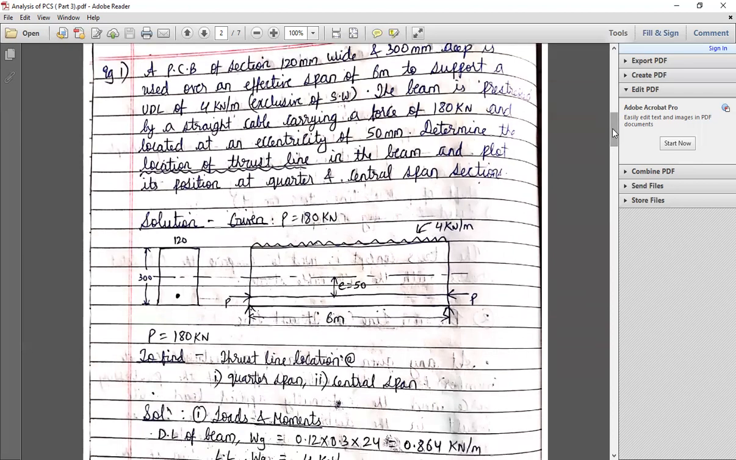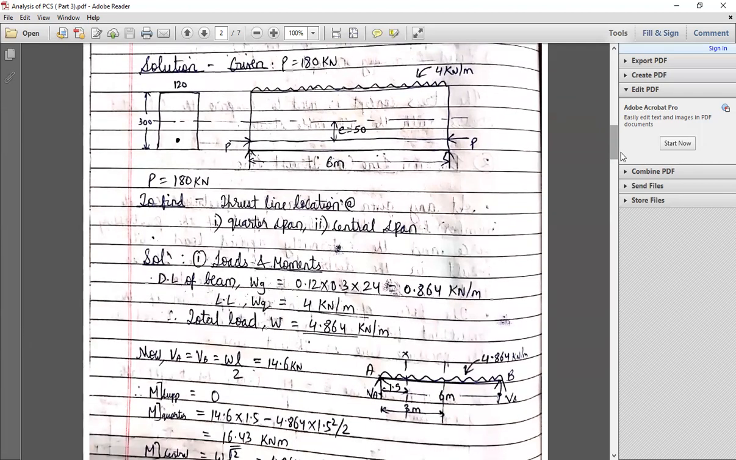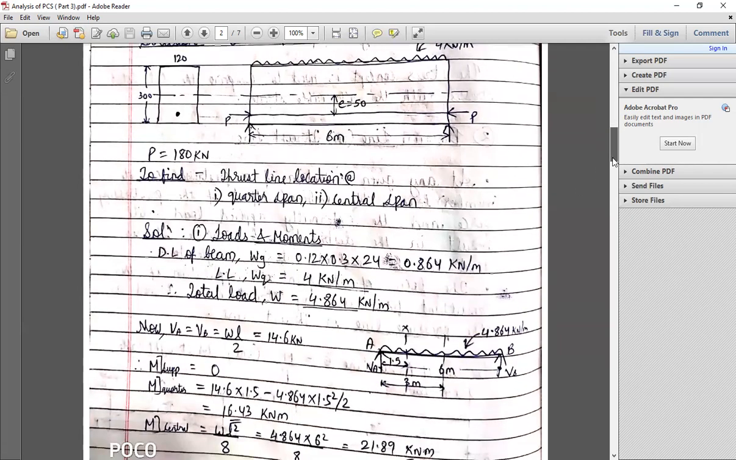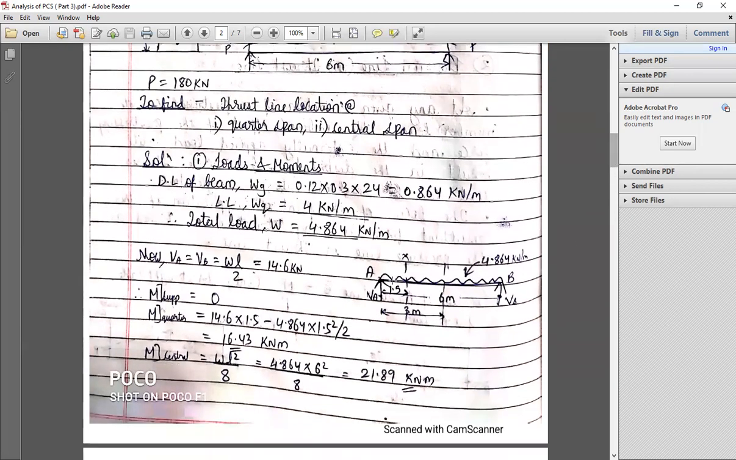Now what we have to find out is the thrust line, its location. The first step is we will find out the loads and moments. Dead load of the beam is WG, which is given by the cross sectional dimensions into density, and the live load is given in the question. So the total load is 4.864. Now we will find out the reaction for this total load, which comes out to be 14. Now the bending moment at the support, for a simply supported beam, is 0. Now again we will find out the bending moment at the quarter span.